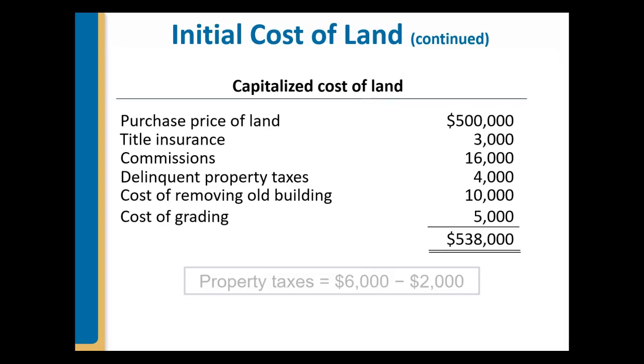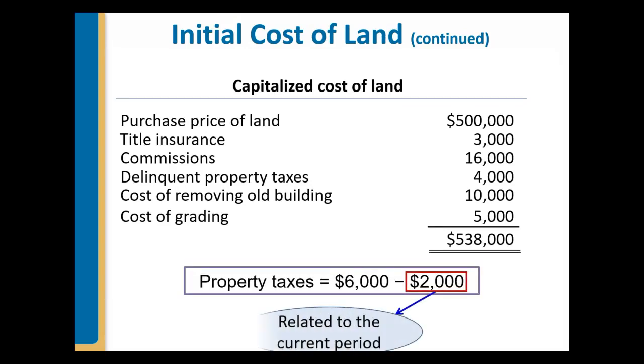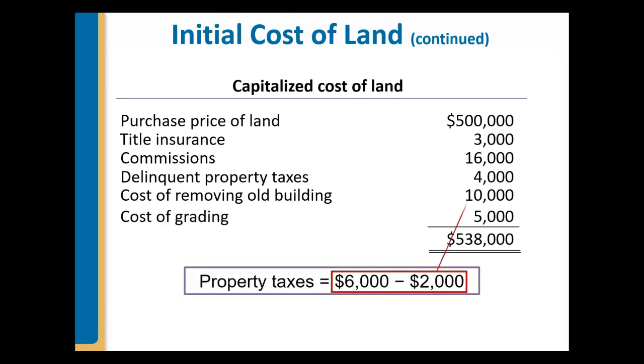As you see here, property taxes of $2,000 are not included because these only relate to the current period and need to be expensed in the period. Other costs were necessary to acquire the land, and all of those are then capitalized with the land.